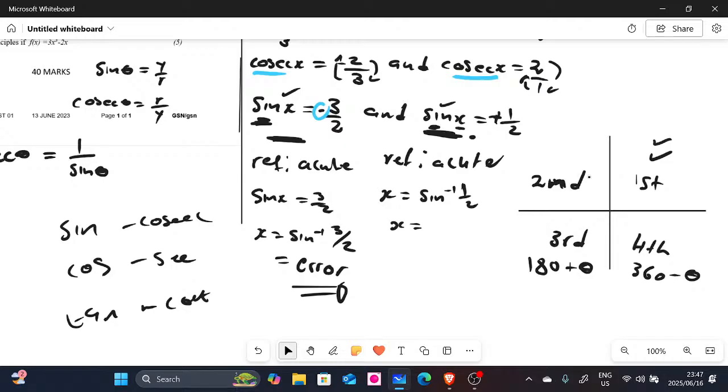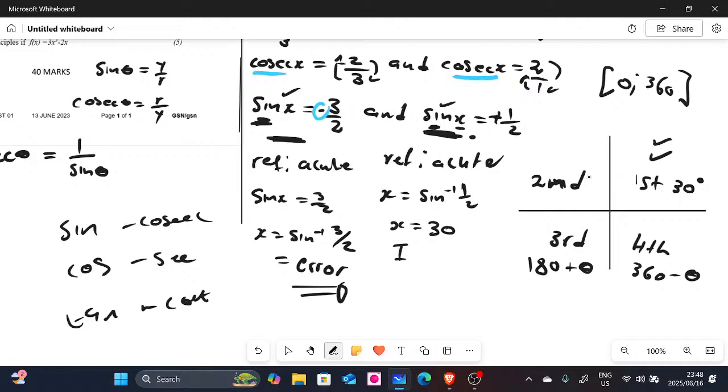So what is arc sine half? Arc sine half, 0.5, is going to be 30, right? This is the angle that belongs in the first quadrant, so it's an acute angle. For the first quadrant, we have 30. Remember our domain, it says from 0 to 360 at the beginning. That's what I mentioned there.